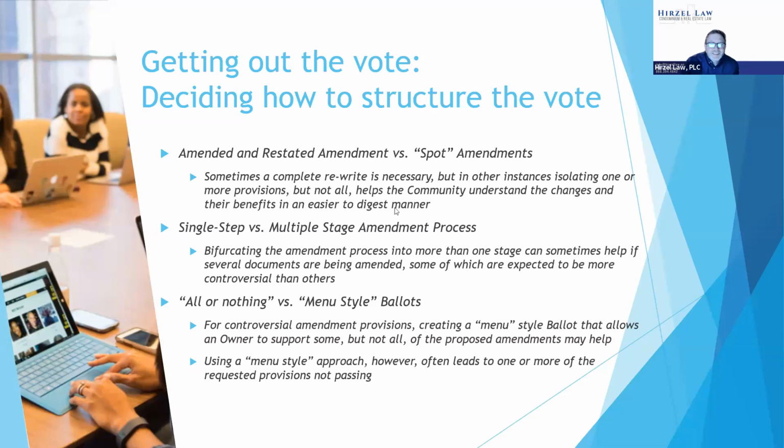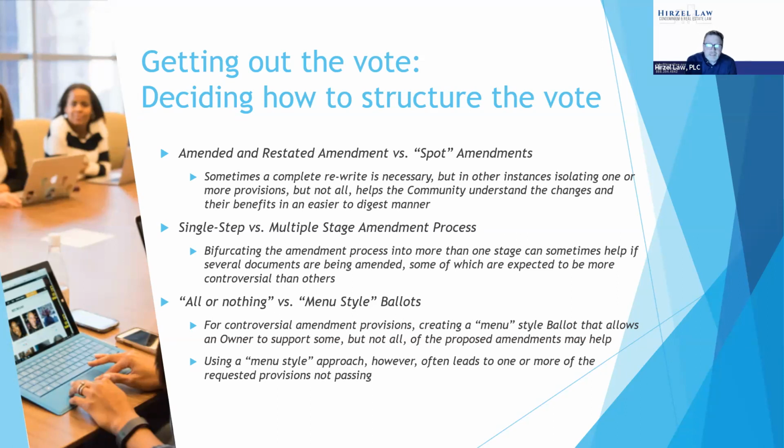You may want to separate the stages. So maybe you want to do a vote all at once, but maybe you want to do multiple stages, meaning that if the articles and the bylaws are non-controversial, but yet the declaration is going to be a very controversial project, maybe you tackle the articles and bylaws first, gain the corporate efficiencies that you can get from amending those documents, and then use those corporate efficiencies to try to maximize the success on amending the more controversial restrictions.